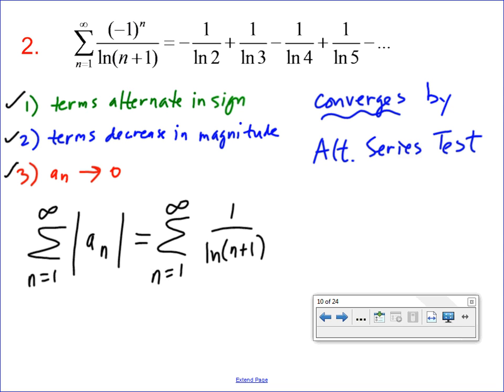Well, I don't know specifically how ln behaves, but I can compare it with a known series. What is this similar to? What series do I know about? I know about 1 over n. Let's go ahead and consider the harmonic series, 1 over n, and let's compare the denominators. The natural log of n versus n, right? How do those compare? That is a linear function versus a natural log function.